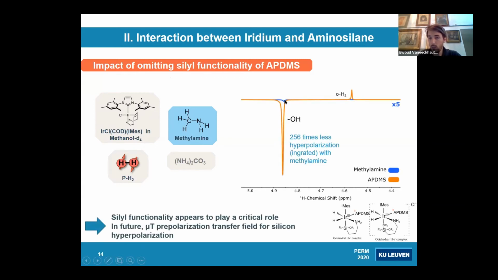And indeed, you see a much lesser extent of this exchangeable proton hyperpolarization, of which I will explain the mechanism, or what we think the mechanism is, in a bit. But this is one of the first steps in maybe seeing whether the silicon atom is important. Later experiments which really should amplify this result is the use of SABRE-SHEATH and microtesla prepolarization fields to see if indeed silicon was binding. It should also transfer some hyperpolarization to the silicon, but in our setup we still cannot see this.